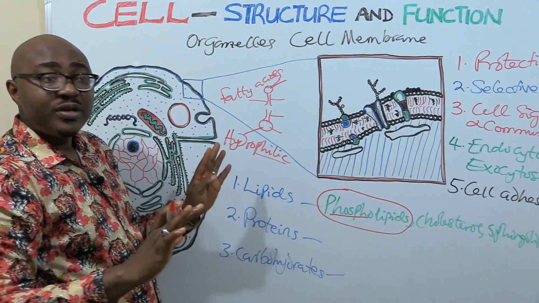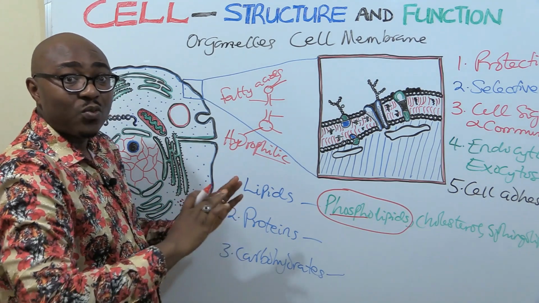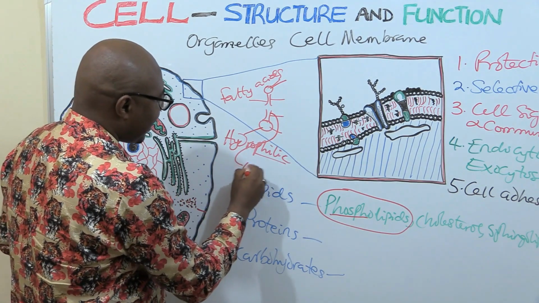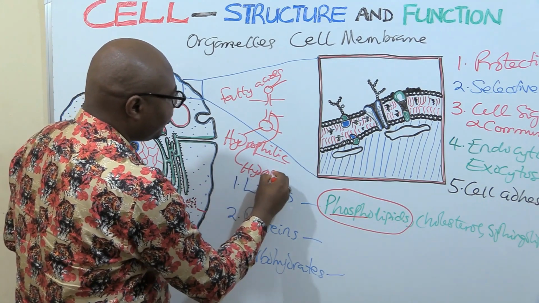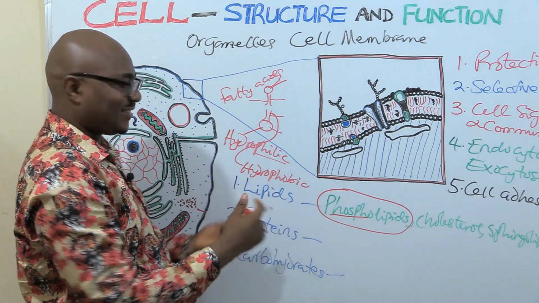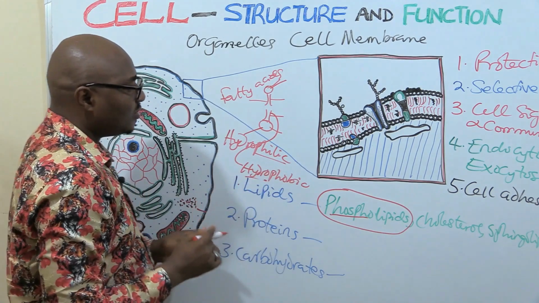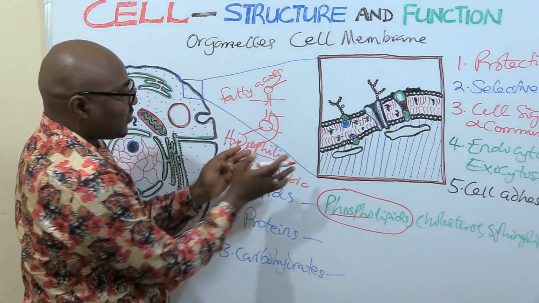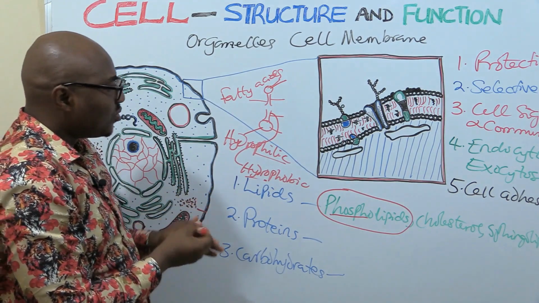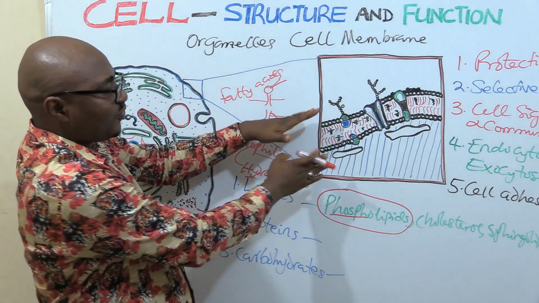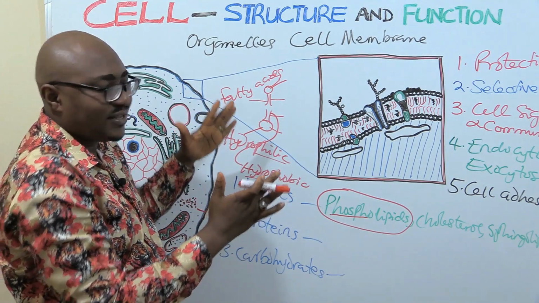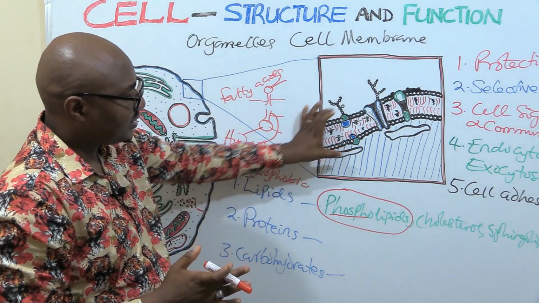It is insoluble in water, so it is water hating, and we call it hydrophobic. Phobia, hate; hydro, water. It is running away from where water is. That's why they are facing themselves. So it now gives it an appearance of what we call a lipid bilayer. It gives it two layers, these two things like this.